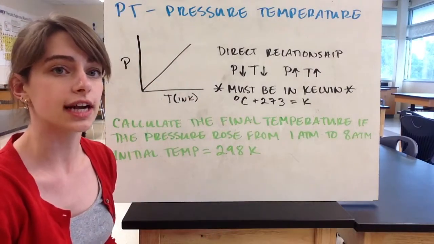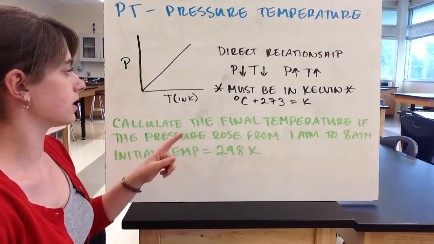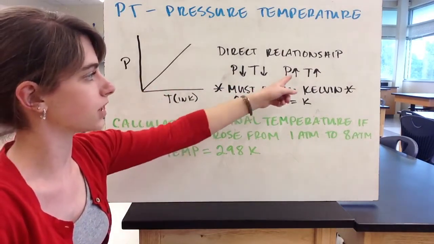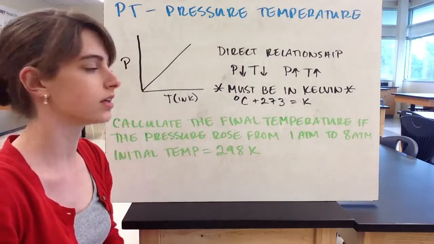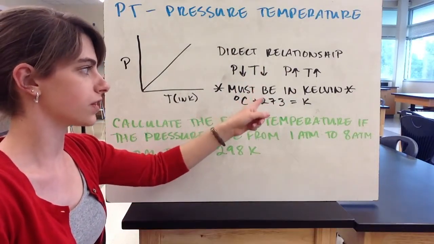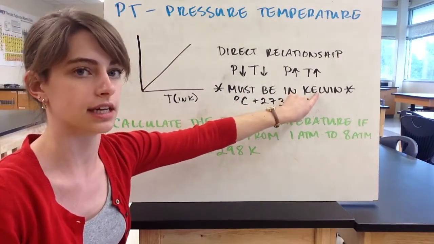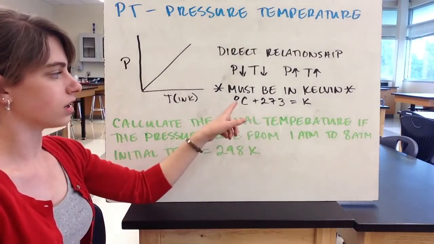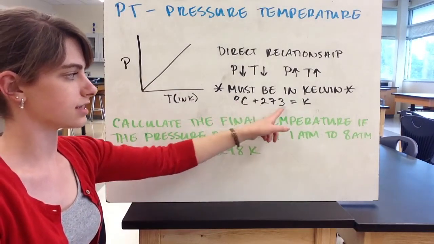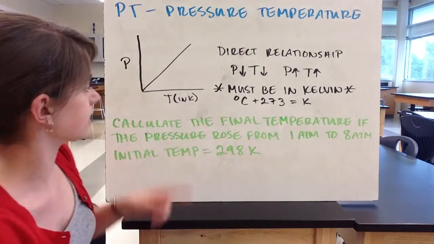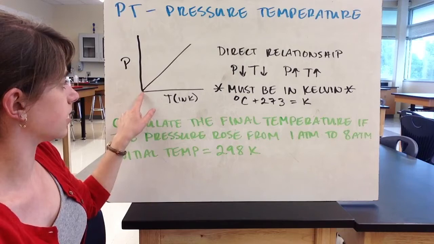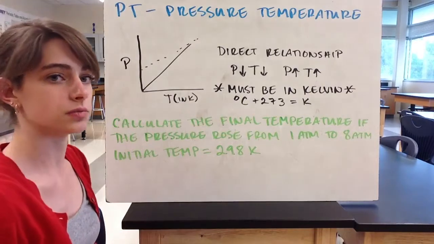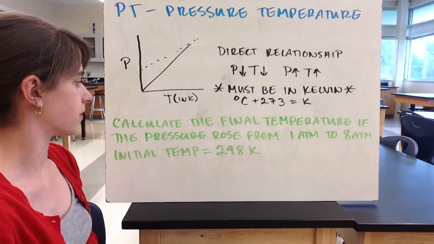Last relationship, pressure and temperature. So again, when we did this in lab, when we graphed pressure and temperature, we saw that we had a direct relationship. As our temperature goes up, our pressure goes up. As our temperature goes down, our pressure goes down. We had to note that in order for this to work, our temperature had to be in Kelvin. Not degrees Kelvin, just Kelvin, unit of temperature. To get to Kelvin, it was degrees Celsius plus 273. That's what moved this y-intercept down to 0. When we originally did this in lab, our graph looked like that. It was skewed.